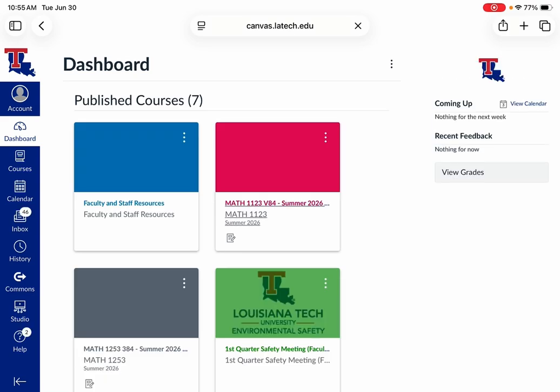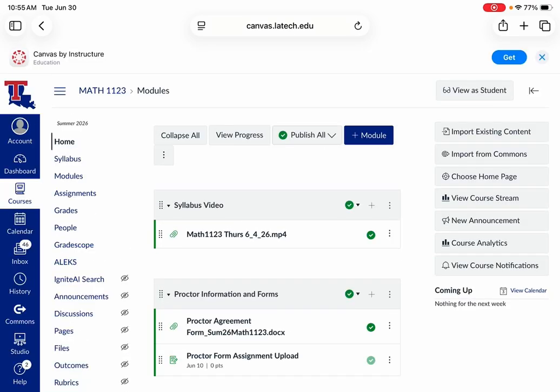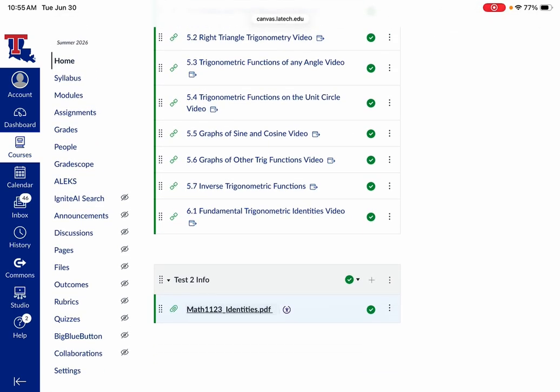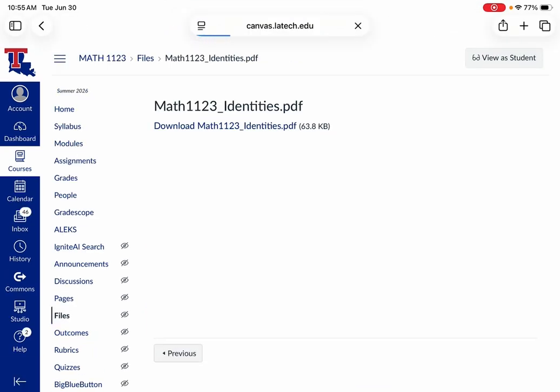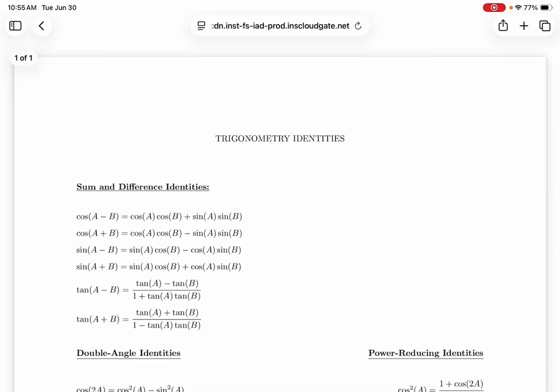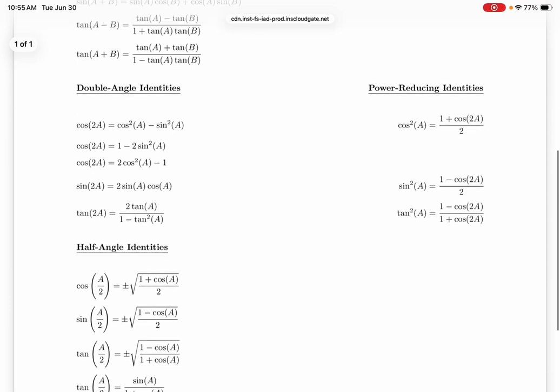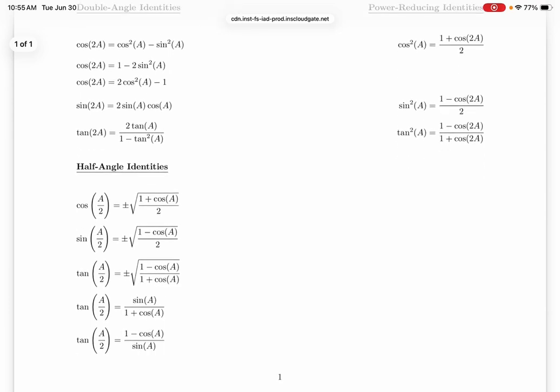Sorry y'all, I thought it was already pulled up, but it wasn't. This is our Canvas page. And if you click right here under Test 2 info, I've got this PDF. So these are the identities that you'll be given on Test 2 if you're taking my class, of course.